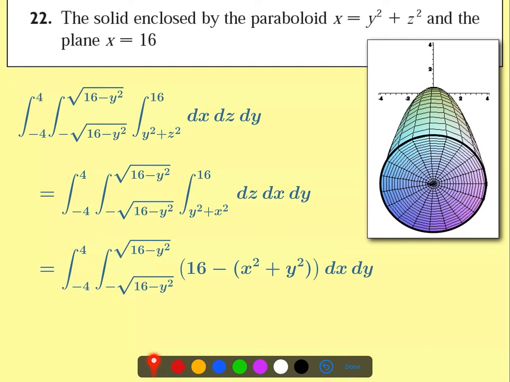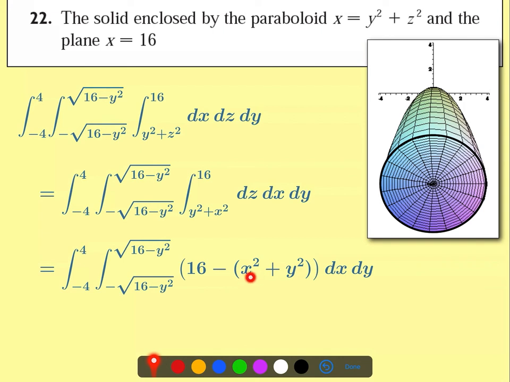And why is that advantageous to us? Well, we can change to polar coordinates. We're just integrating around a circle. So x squared plus y squared is r squared in polar coordinates. We're integrating around a circle, so theta is going to go from 0 to 2 pi all the way around the circle. And the radius is 4, so r is going to go from 0 to 4. And then dx dy gets replaced with r dr d theta. Now, why would that be helpful?